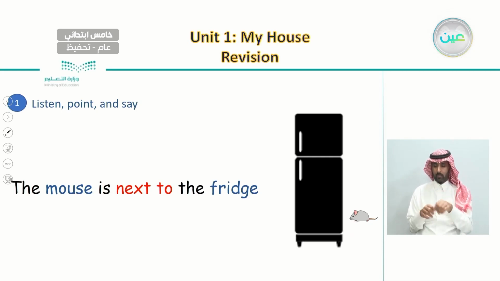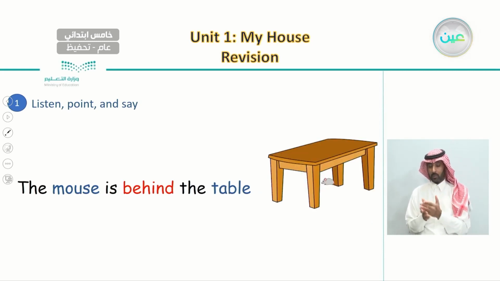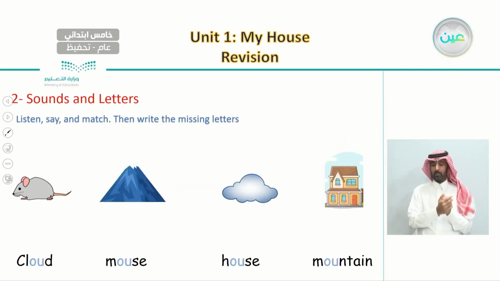which is next to. And after this, the mouse is behind the table. The mouse is behind the table. So now I know what we mean by behind when I have a look at this mouse. So it is very important if we want to learn the prepositions to have a look at the mouse in these previous examples. And after this, we did listen and match these words to their pictures.